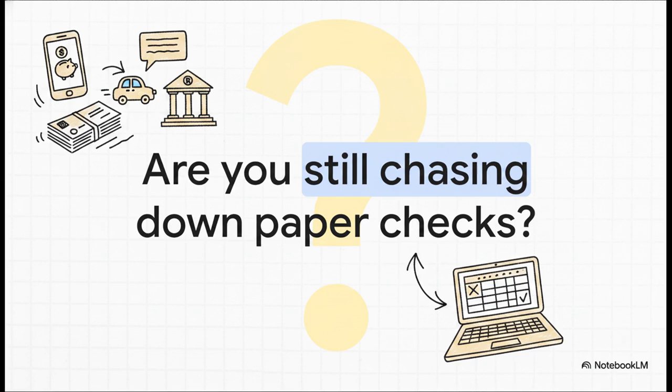When you first start out, collecting rent usually involves Venmo notifications, sending texts asking, hey, where's the rent? Or physically driving to the bank to deposit a check. Then you go home and manually update a rent paid column in your spreadsheet at midnight. It feels totally manageable. Until suddenly, it isn't.